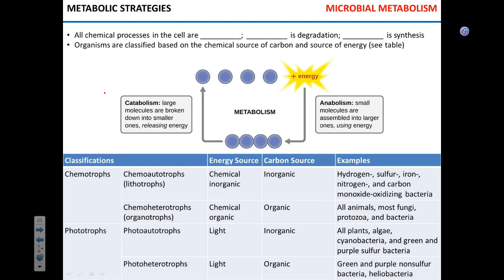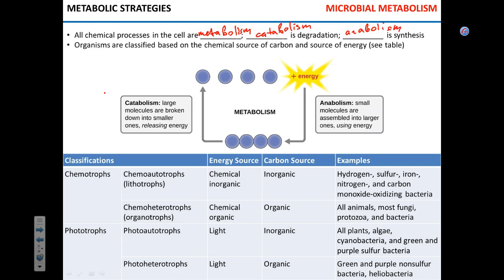How do we call all the chemical processes in the cell? Metabolism, yes. And metabolism essentially is composed of two parts. All processes can be separated into the processes of synthesis and processes of degradation. How do we call degradation? Catabolism, and synthesis, anabolism. Can you give me an example of an anabolic process?